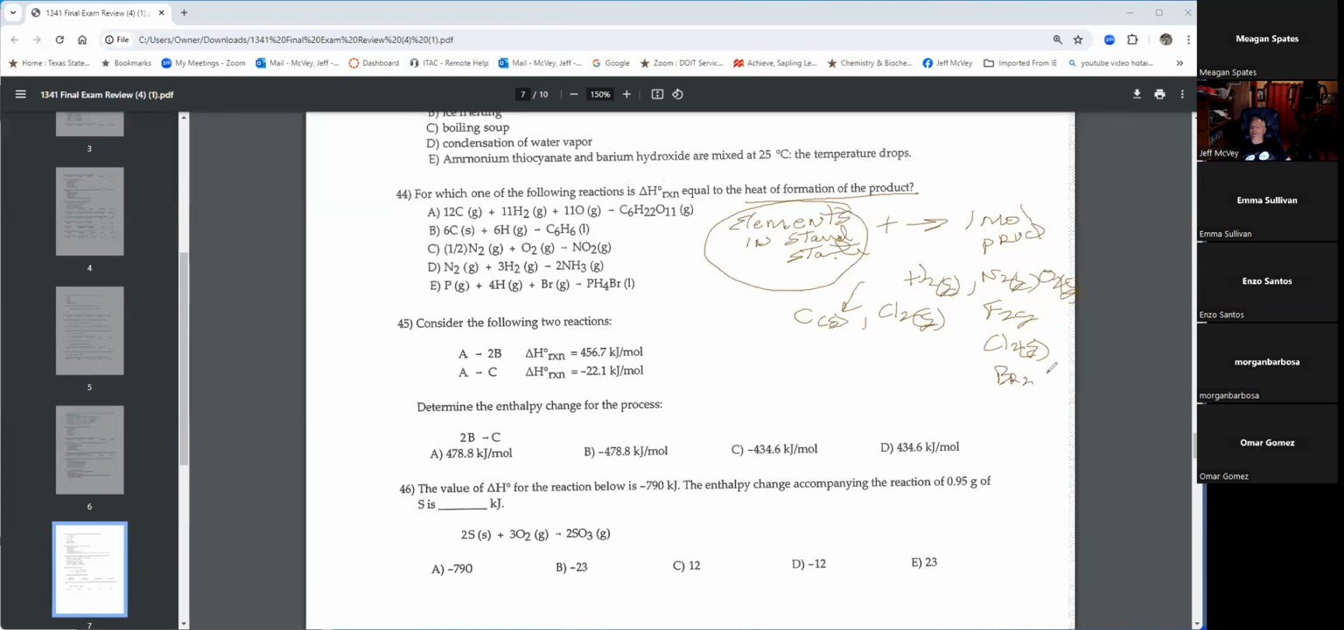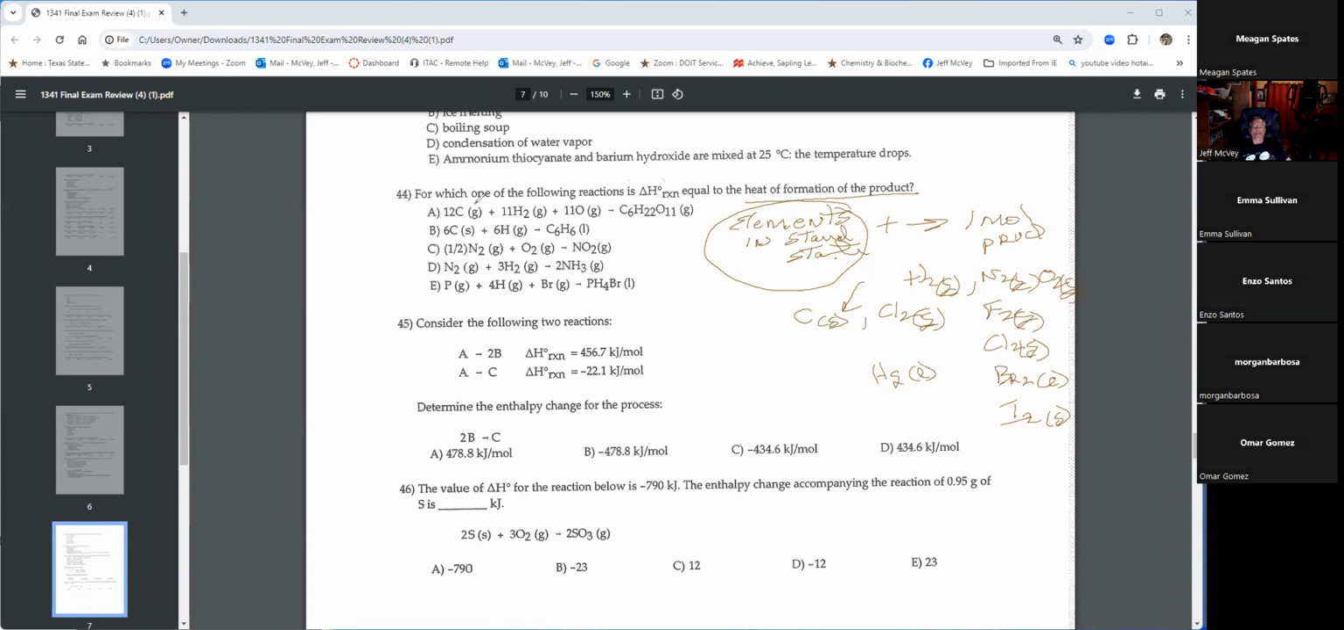Br2 is actually a liquid. It's one of only 2 liquids at room temperature and atmospheric pressure, standard conditions. The other one is mercury, which is a metal. And then iodine, I2, is a diatomic molecule, but it's a solid. Every other element on the periodic table is a solid. Just remember that mercury, Hg, is a liquid in its standard state. But you do have to remember your gases and your diatomic molecules.